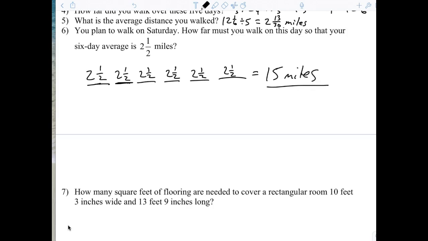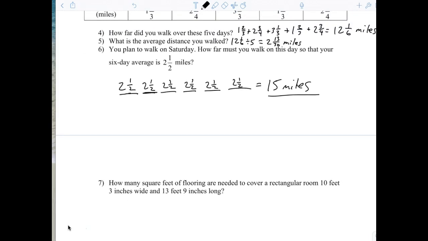Yes. So now my question is, how many miles do I need to walk on Saturday to make sure that I've averaged 2.5 for the week? 15. So I have to walk 15 miles on Saturday to make sure that I've walked 15 miles for the whole week. Does that make sense to you? Yes. Wow. Only Miles is thinking today. Tell us, Miles, what the answer is. 2 and 5/6.